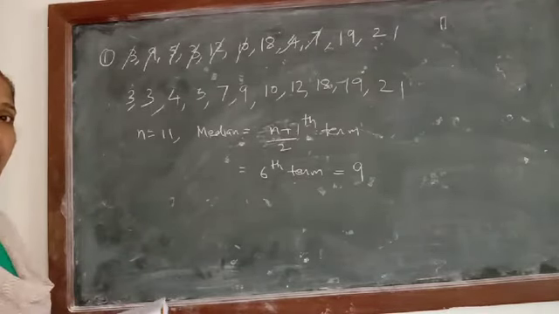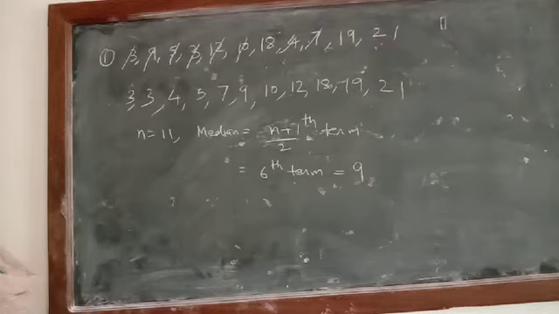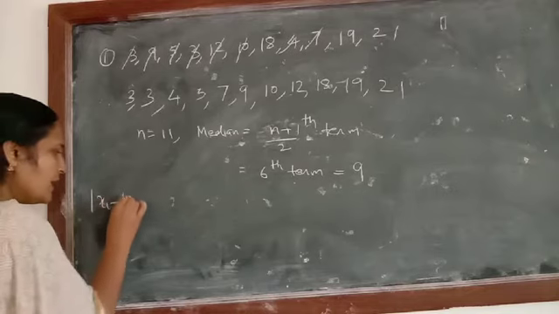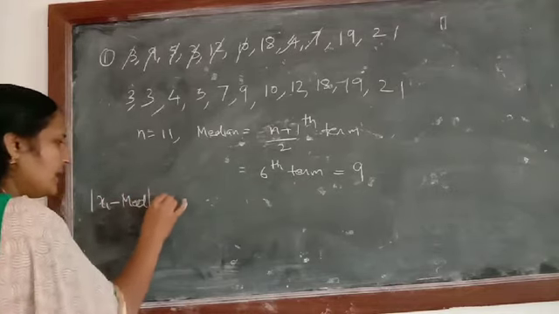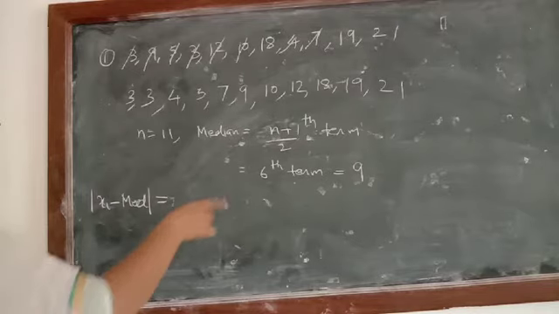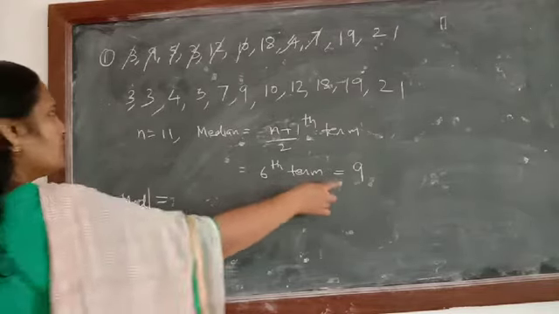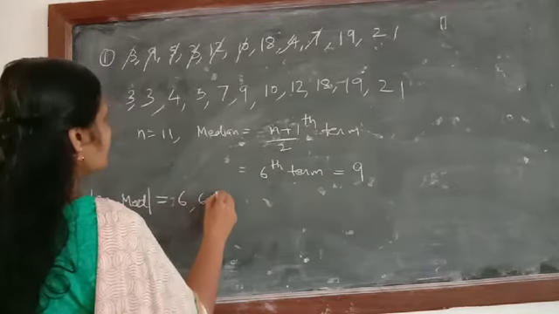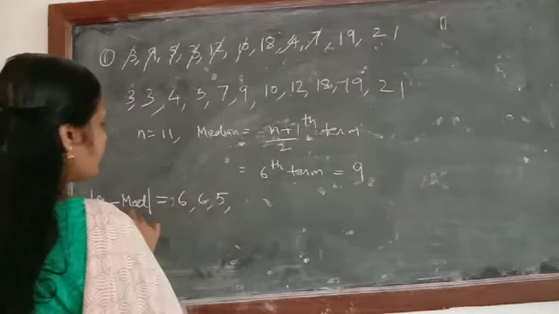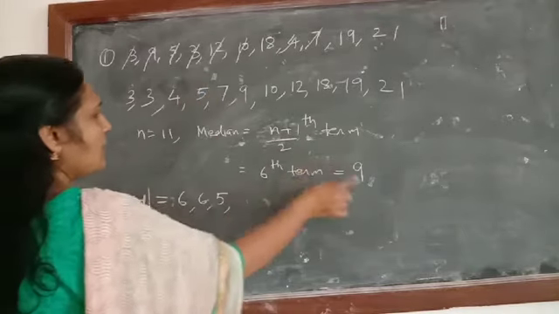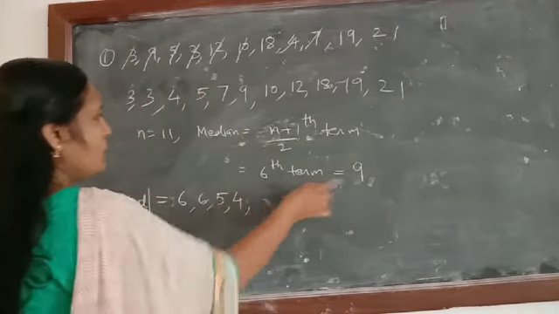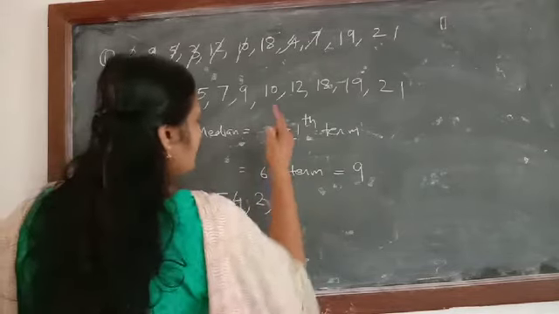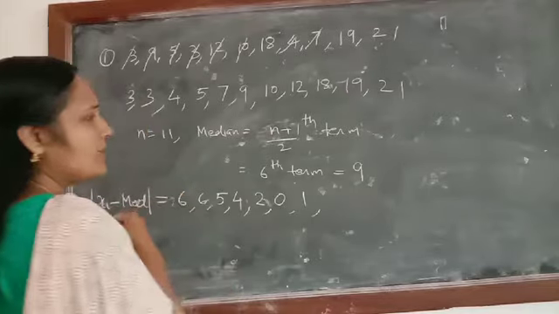What do we have to calculate now? Mean deviation about the median. For that we need modulus of xi minus median. Shall we write here only, because only subtraction we have to do. So 9 minus 3, 6. Again 9 minus 3, 6. 9 minus 4, 5. Modulus is there, that's why negative value will not come. 9 minus 5, 4. 9 minus 7, 2. 9 minus 9, 0. 9 minus 10 is minus 1, but the modulus sign is there, so plus 1.